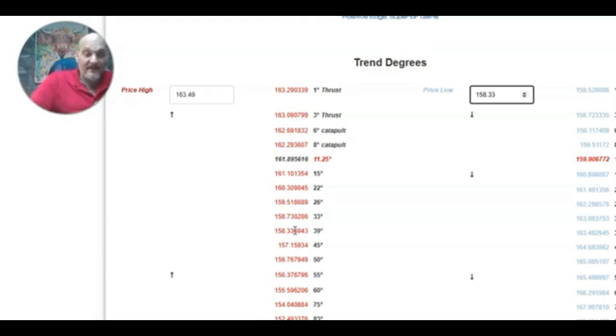Now, if it breaks that, the next level is 157.15. Okay, and then if it breaks that, it's a 50 degree off of it. It's 156.76. So off of the top, we have all these levels, and we could use Fibonacci ratios if the marketplace is really moving strongly. But we have our first level, 158.33. The next level is 158.73. Okay, so let's go back to the chart.